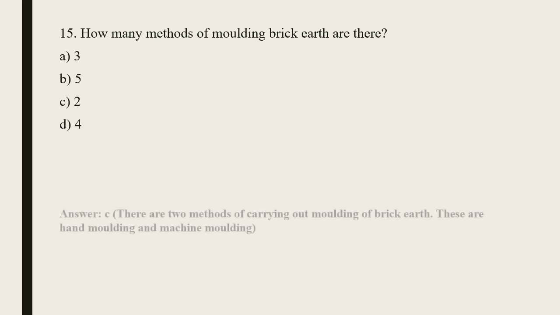How many methods of molding brick earth are there? A. 3, B. 5, C. 2, D. 4. Answer is option C. There are two methods of carrying out molding of brick earth. They are hand molding and machine molding.